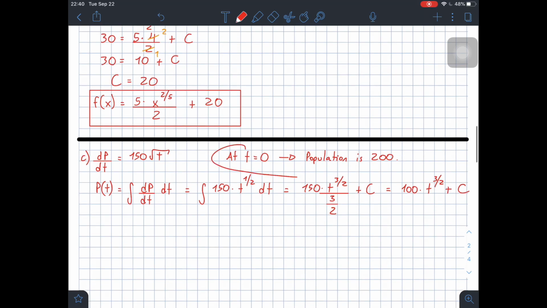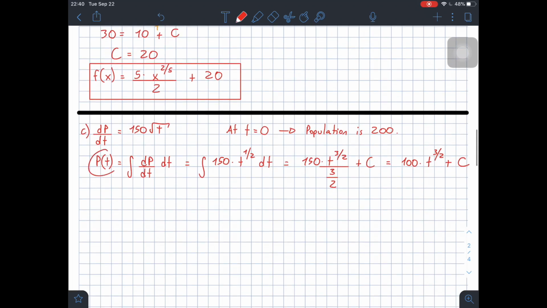Okay, so now I will apply the boundary condition. At t equals 0, my population is 200. So instead of writing a population with respect to time, we already know that this is 200.